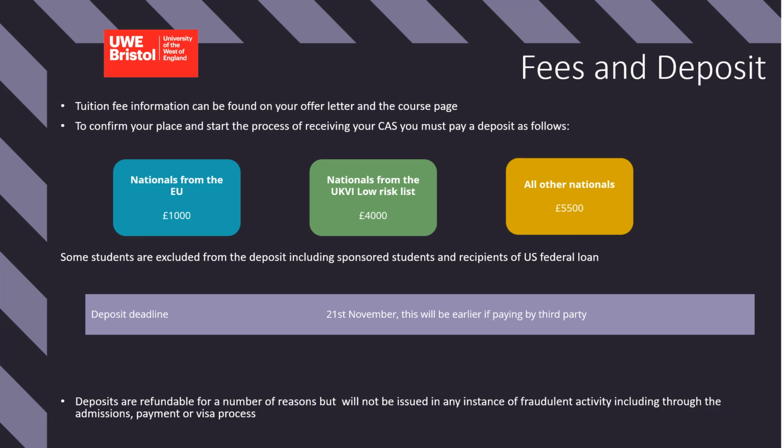Fees and deposit. Tuition fee information can be found on your offer letter and the course page. To confirm your place and start the process of receiving your CAS, you must pay a deposit as follows: Nationals from the EU £1,000, Nationals from the UKVI low risk list £4,000, all other nationals £5,500. The deposit deadline for this January is the 21st of November, and all deposits are refundable for a number of reasons, but will not be issued in any instance of fraudulent activity, including through the admissions, payment or visa process.